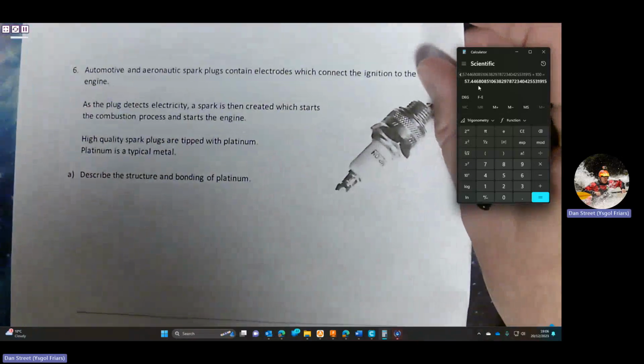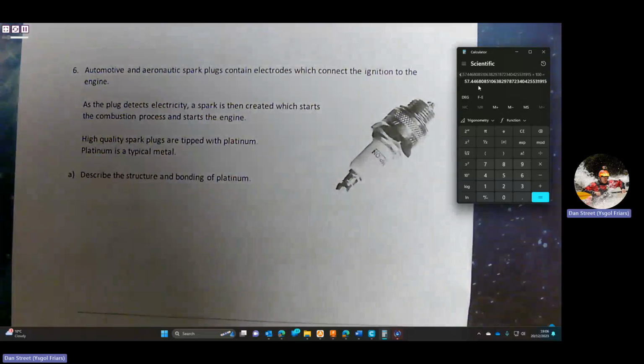Number 6. Automotive and aeronautic spark plugs contain electrodes which connect the ignition to the engine.